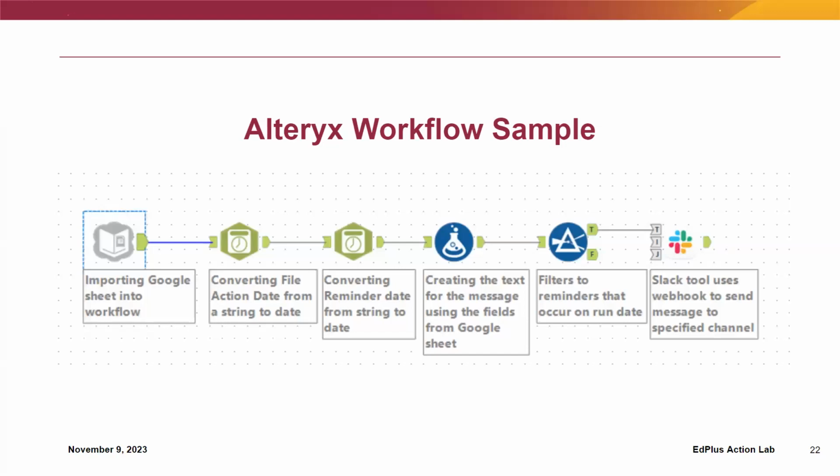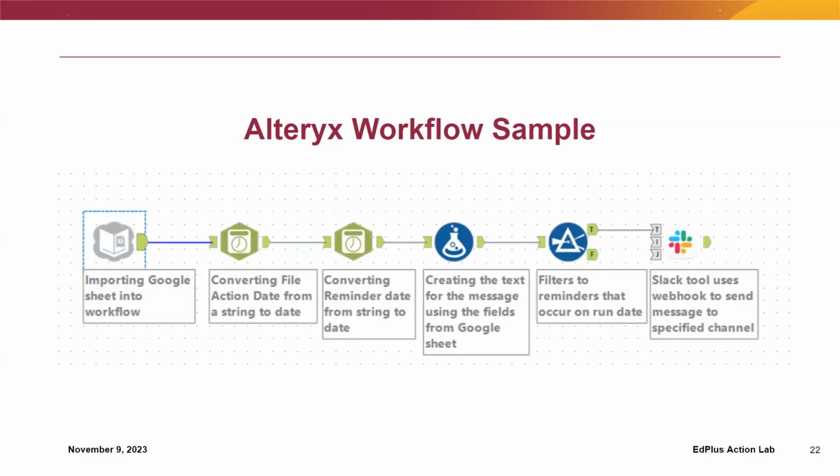And this is my Alteryx workflow. It's a sample of it, to show you kind of what happens with this, if you're familiar with it. We're importing that Google Sheet into the workflow. It comes in as a string, the date's due, so you have to convert them to a date. So that's what those two are. And then I'm creating the text for the message using the fields from the Google Sheet. So I'm pulling in those Google Sheet fields and putting them into my text to be placed into Slack.